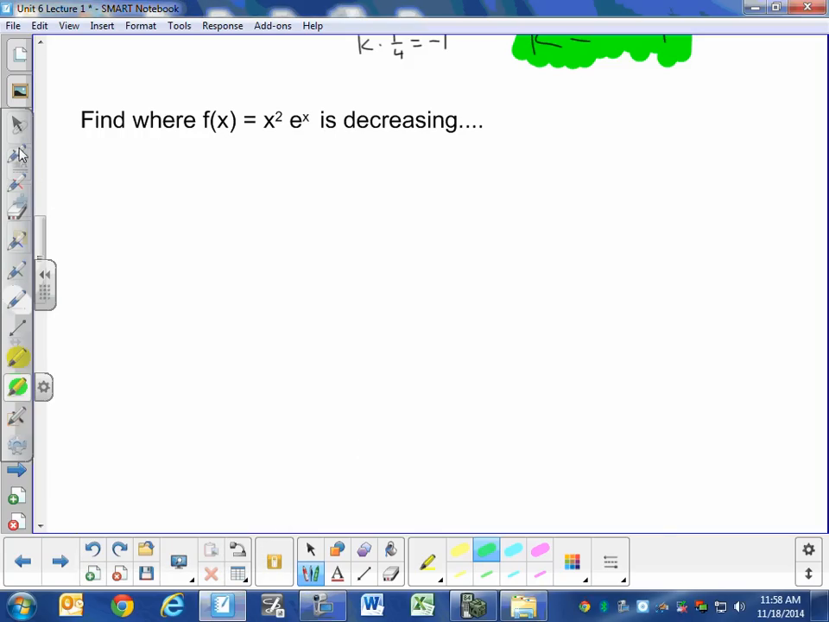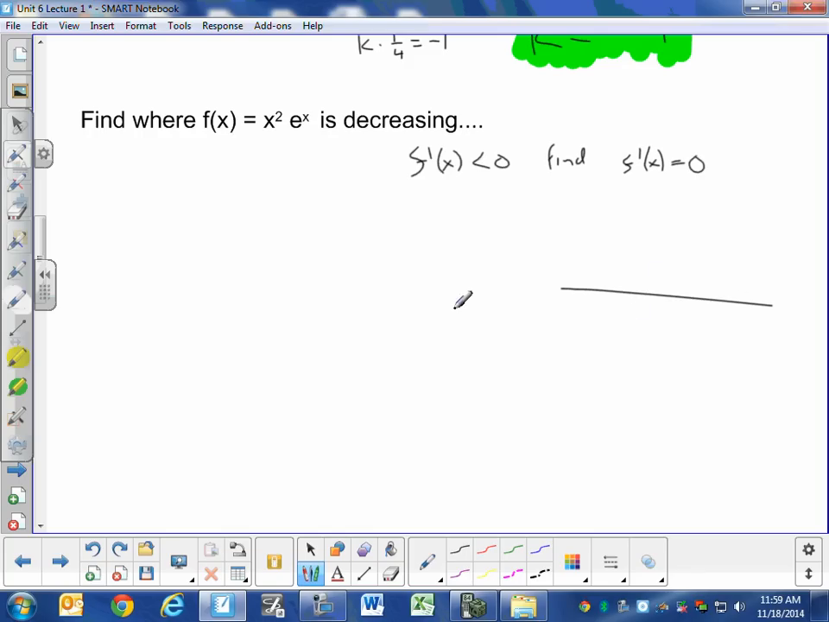All right, next problem. Find when f of x, which is equal to x squared e to the x, is decreasing. Well, how do I know when a function is decreasing? That's when the derivative is negative. To figure out when the derivative is negative, I need to find when the derivative is 0. And then I will analyze the signs of my derivative around those zeros. So let's start by finding the derivative. I get 2x e to the x plus e to the x, x squared. I'll then factor out an e to the x. That's the common step in these problems.